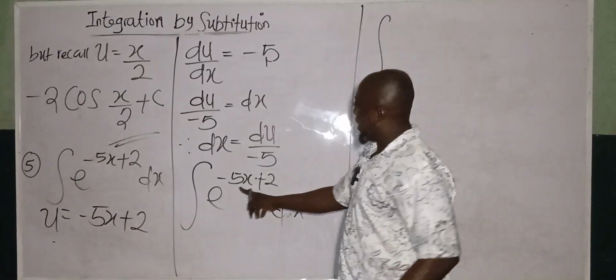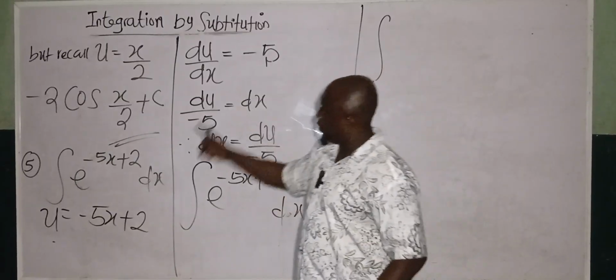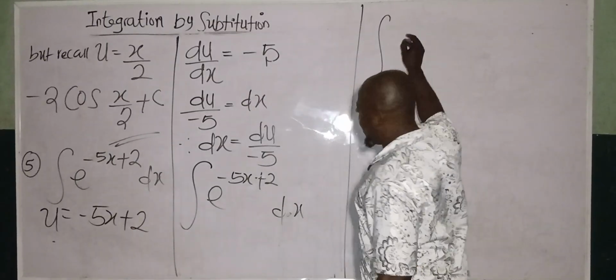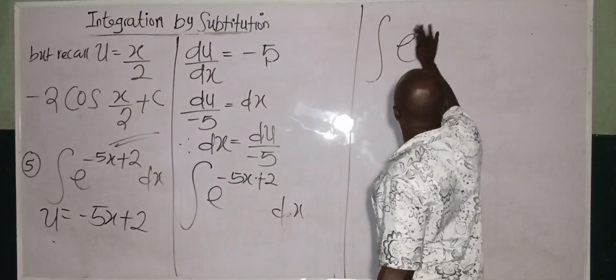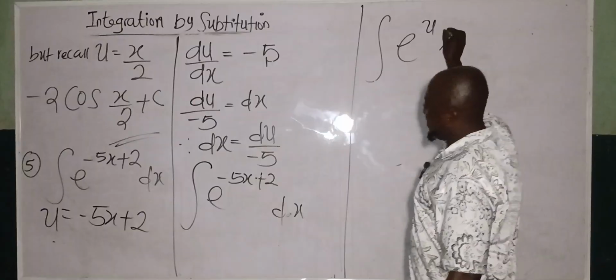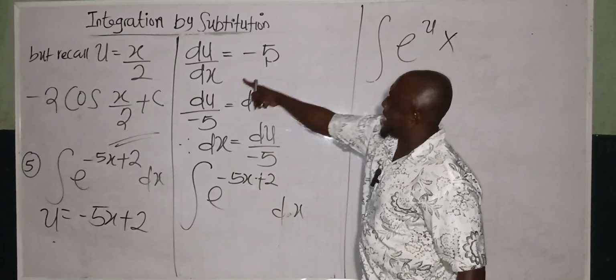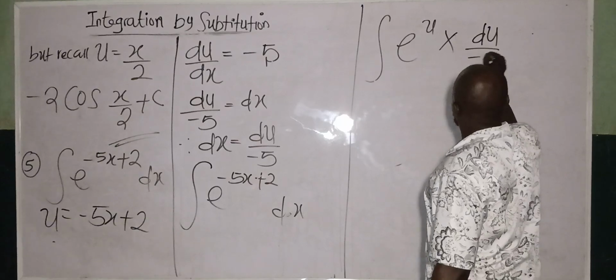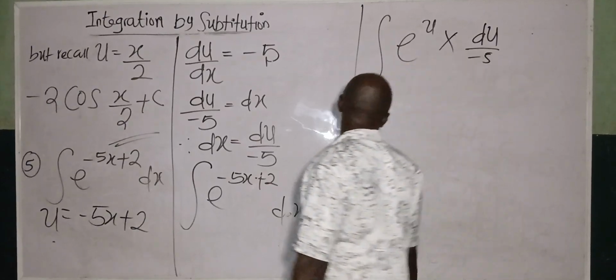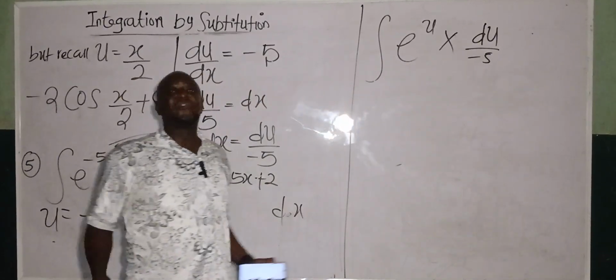From this point now, what do I do? So I'll bring the integral. We already know that all of this is my u. That's what we said. Let it be u. So this becomes e to the u. Then times, what is my dx there? My dx now becomes du over minus 5. This is it. It's very simple going further.